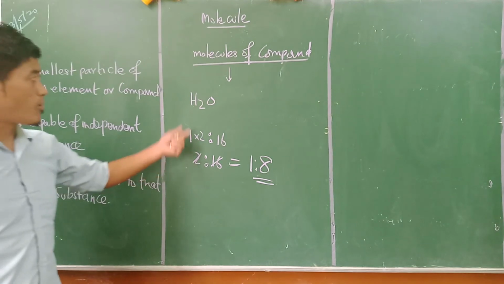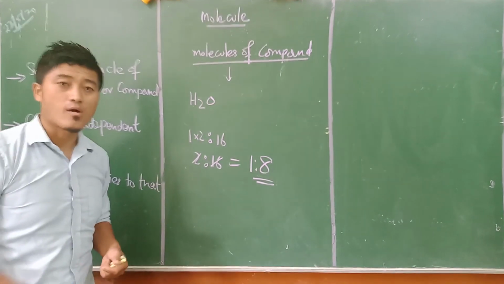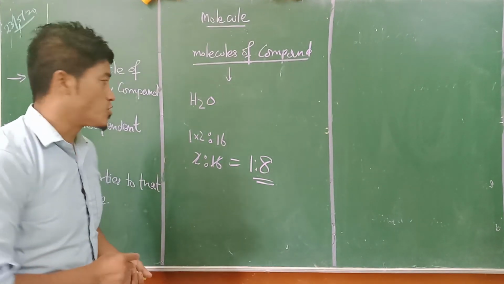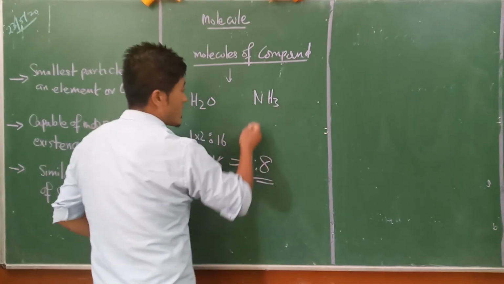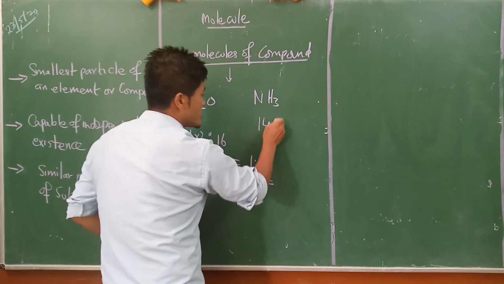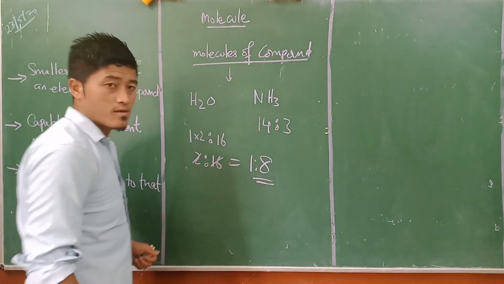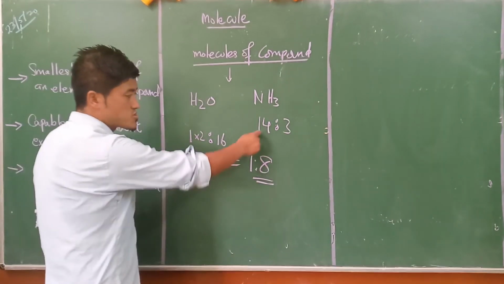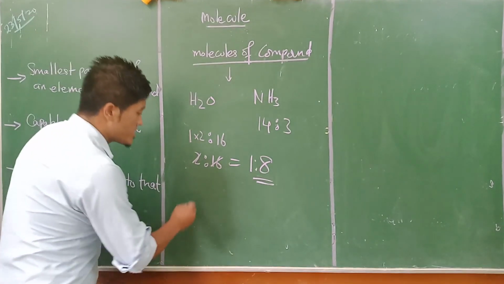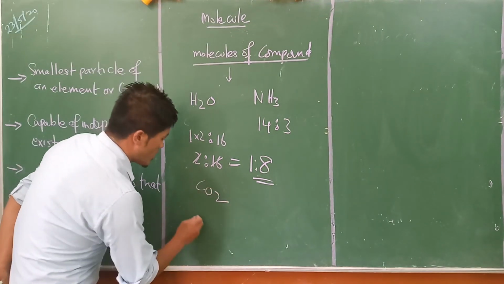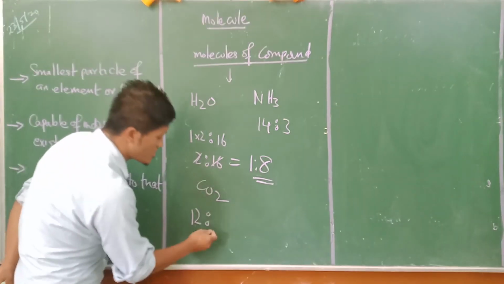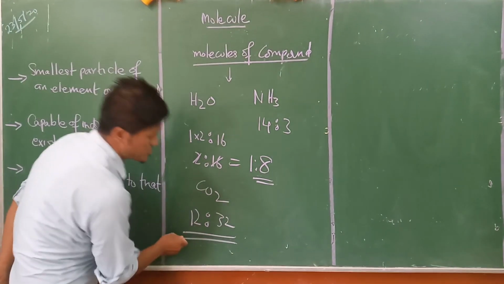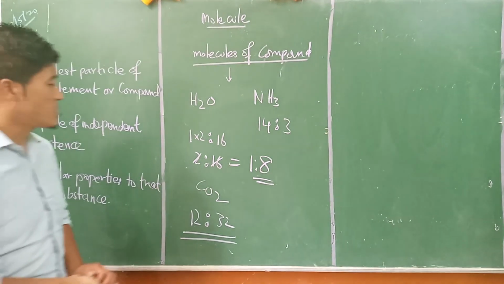Molecules of compound is somewhat similar to the law of definite proportion. And in the case of NH3, the mass ratio of nitrogen to hydrogen is 14 is to 3, or you can also write 3 is to 14. Then in the case of CO2, carbon is 12, oxygen is 16, 16 twos are 32, so 12 is to 32. So this is about the molecules of compound.